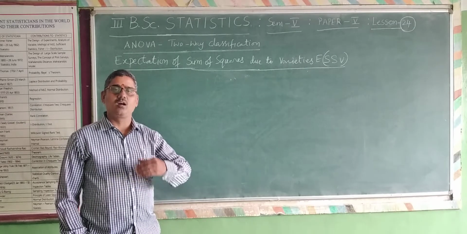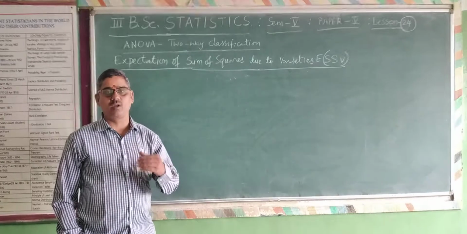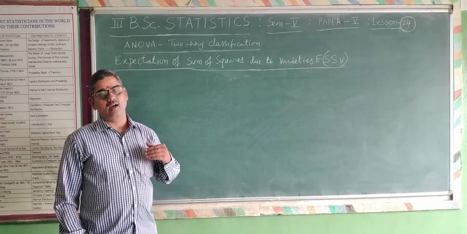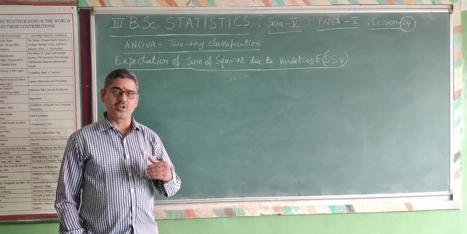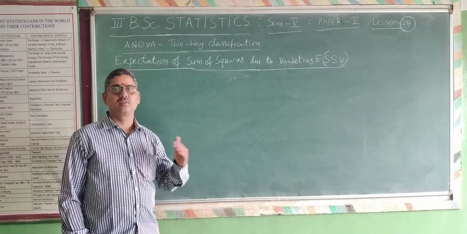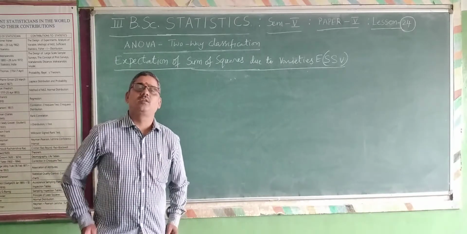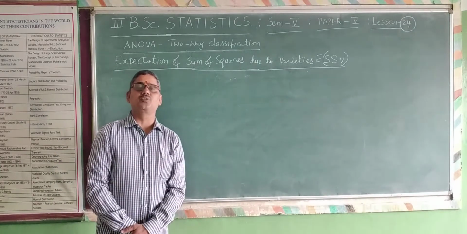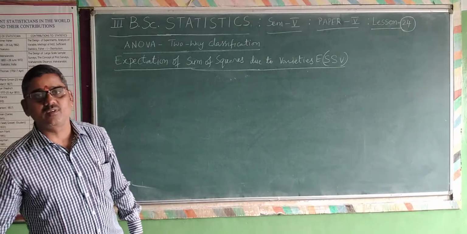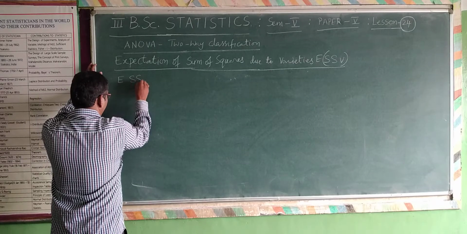The formula and relevant theory I have explained in one particular part. And expectation of sum of squares due to the treatments, expectation of SST, I have explained in part 2, and in this part 3 I want to explain expectation of sum of squares due to the varieties, that is expectation of SSP. So directly I am going to the calculation part.